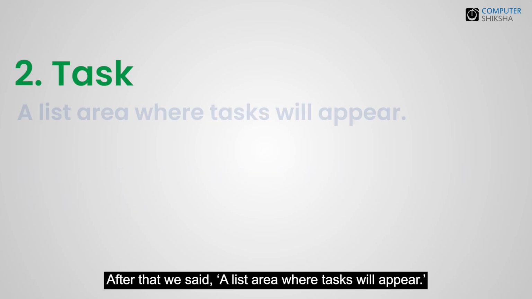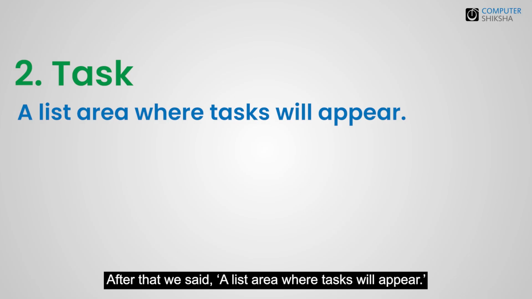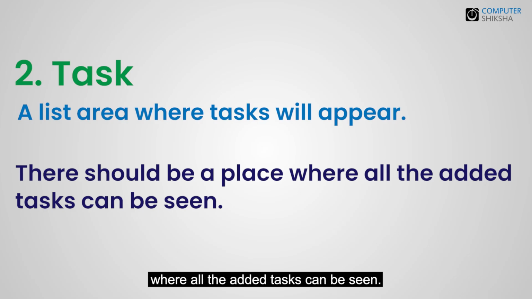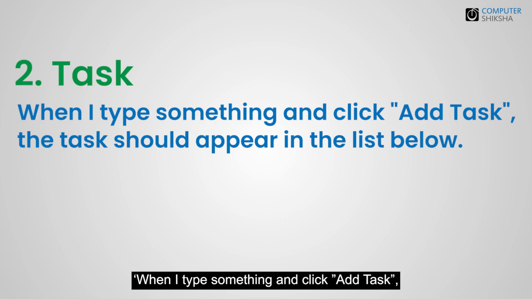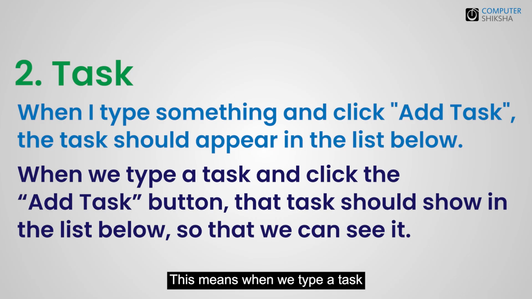After that we said, a list area where tasks will appear. This tells the AI that there should be a place where all the added tasks can be seen. And in the end we said, when I type something and click Add Task, the task should appear in the list below. This means when we type a task and click the Add Task button, that task should show in the list below so that we can see it.